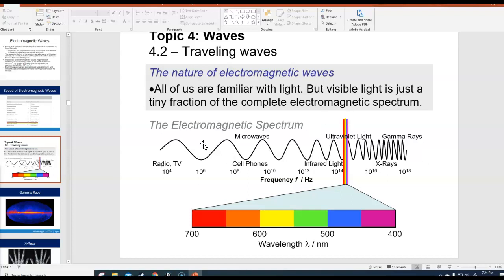You can tell from the picture on the screen that radio waves tend to have the highest wavelength out of the EM spectrum, whereas gamma rays tend to have the shortest wavelength. You can look at that visually and tell that. As far as frequency goes, because wavelength and frequency are inversely related to each other, radio waves tend to have the lowest frequency, whereas gamma rays tend to have the highest frequency.